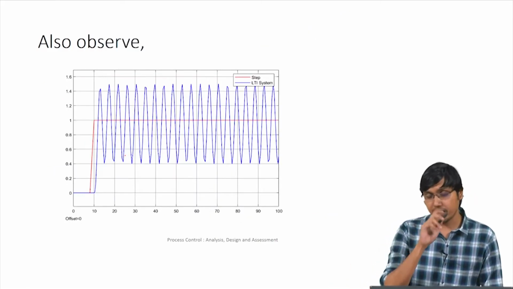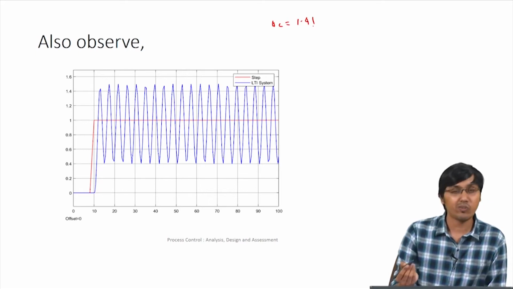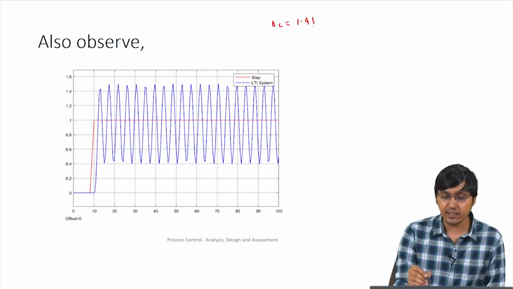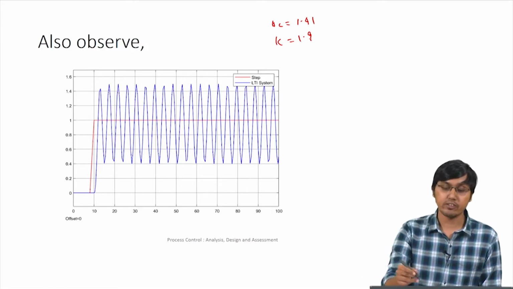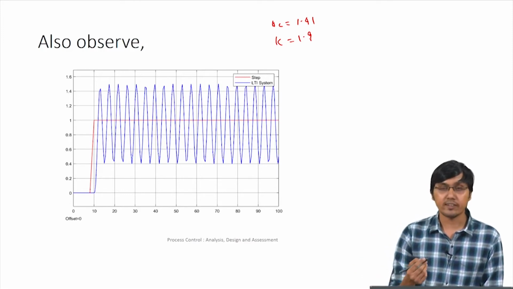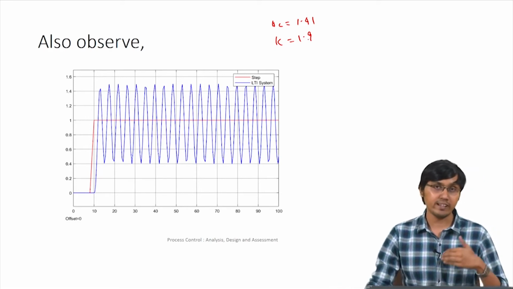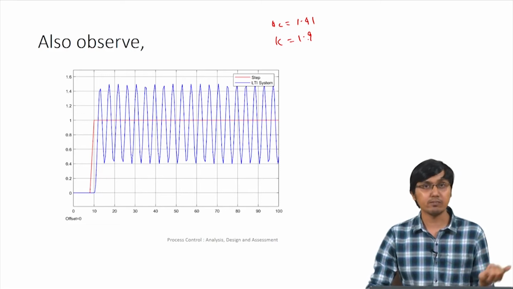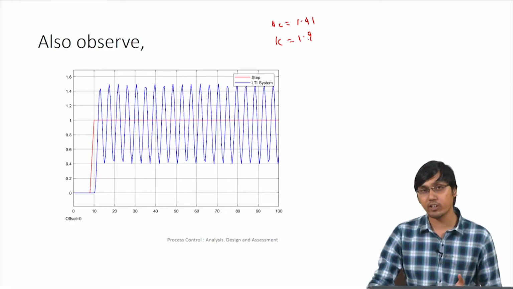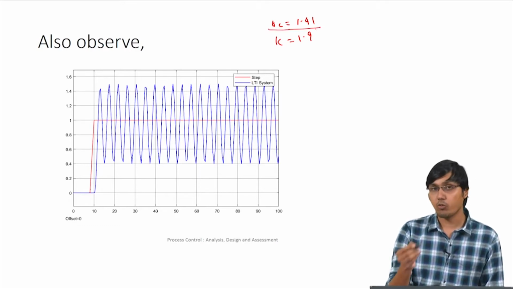Now again, what is this omega c equal to 1.41? What does that imply? It implies that when the gain is equal to 1.9, the system is going to oscillate at this frequency of 1.41. That's what we saw before also. So when we multiply the gain by 1.9, that is when the system will go into oscillations. And at what frequency will it oscillate? It will oscillate at the angular frequency of 1.41.